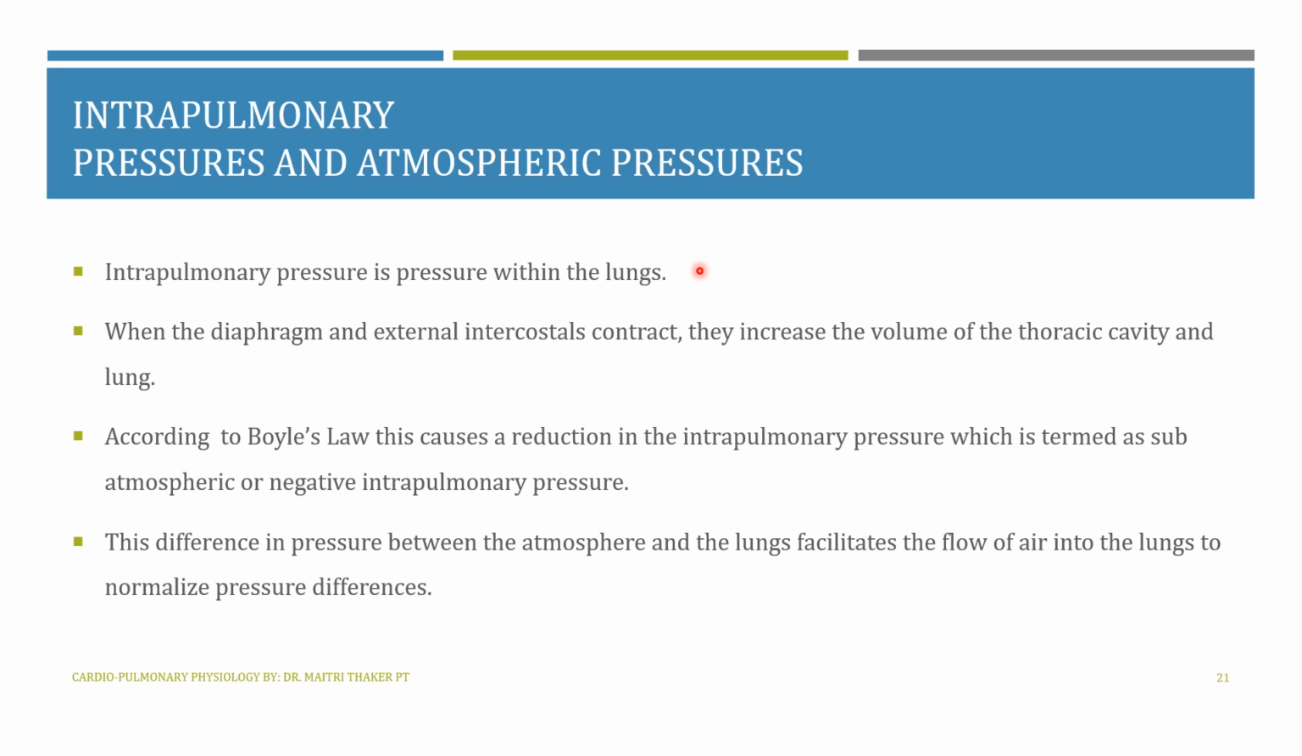Pressure and volume are inversely related, so whenever volume increases, pressure decreases. That is why there is a reduction in the intrapulmonary pressure, which is termed subatmospheric pressure or negative intrapulmonary pressure. This pressure difference between the atmosphere and the lungs facilitates the flow of air into the lungs and normalizes the pressure difference.